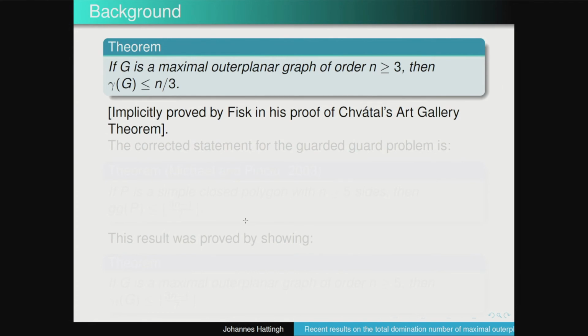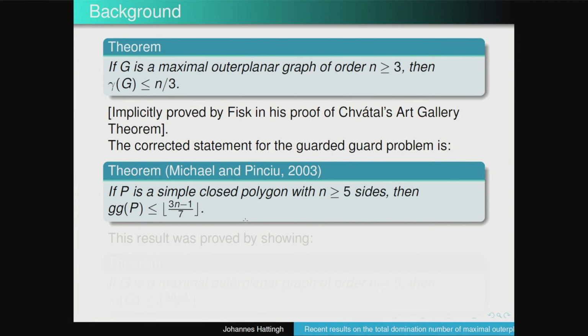So we're back to Chvátal's results. By doing that, of course, one of the byproducts of Fisk's very elegant proof is that you'd need at most n over 3 vertices to actually dominate any maximal outerplanar graph.